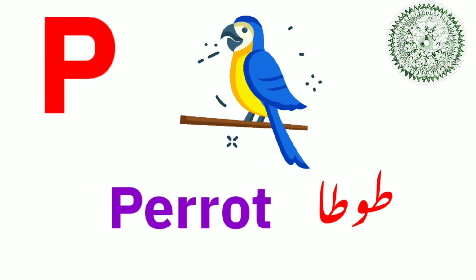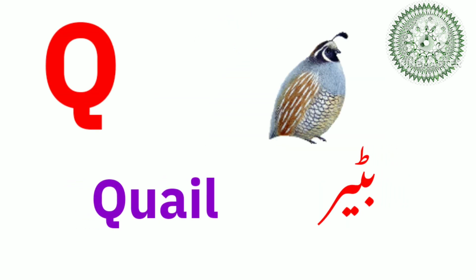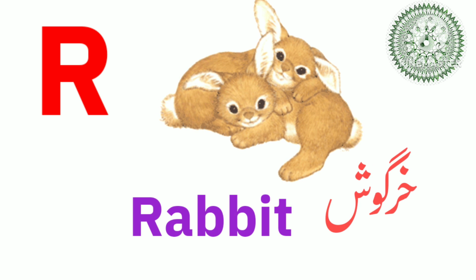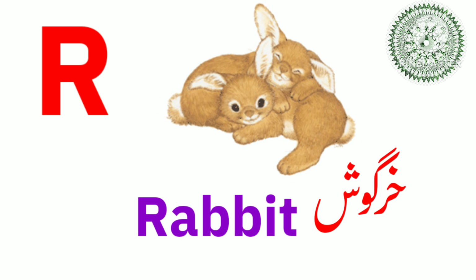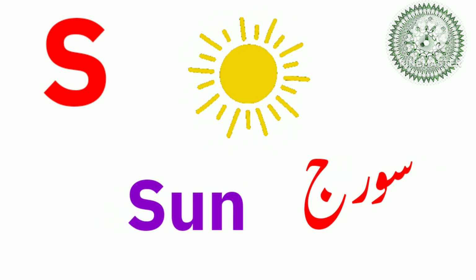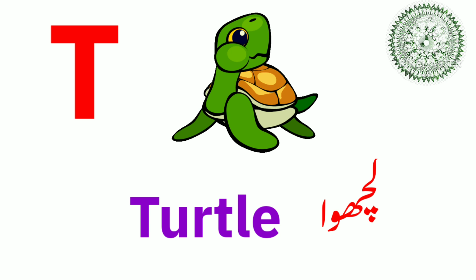P is for parrot. Parrot mean tota. Q is for quail. Quail mean bater. R is for rabbit. Rabbit mean khargosh. S is for sun. Sun mean suraj. T is for turtle. Turtle mean kachwa.